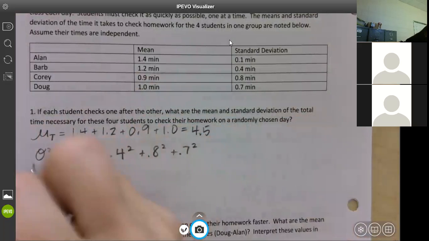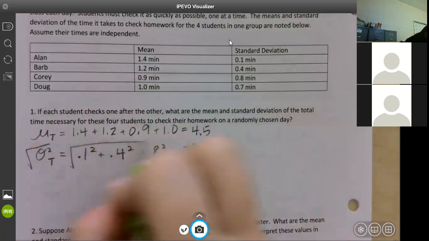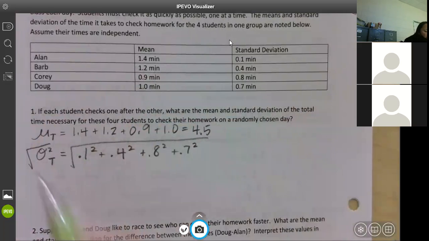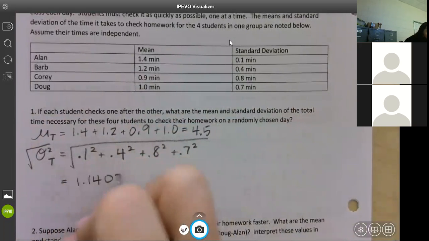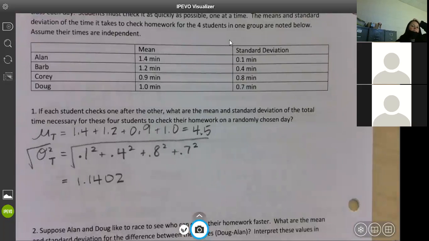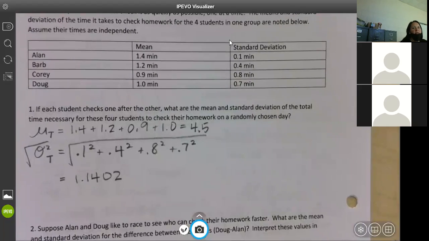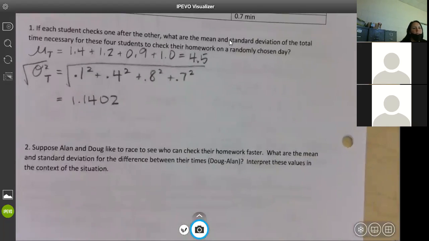And then take the square root, and you can write it just like that, and that's fine. And you should have come up with 1.1402. Okay, so again, when we're totaling, adding or subtracting, you need to make sure that you find the variance and then take the square root. You can't just add the standard deviations.